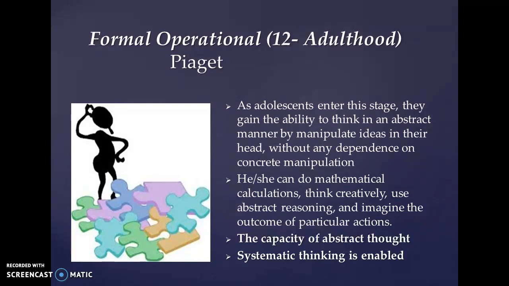So as adolescents enter this stage, they gain the ability to think in an abstract manner by manipulating ideas in their head without any dependence on concrete manipulation. At this stage, they no longer need the building blocks to figure out a problem. Mental abilities are developed, so they're able to problem solve strictly from a theoretical perspective. He or she can do mathematical calculations, think creatively, use abstract thinking, and imagine the outcome of particular actions. The capacity of abstract thought happens here, and so does systematic thinking.